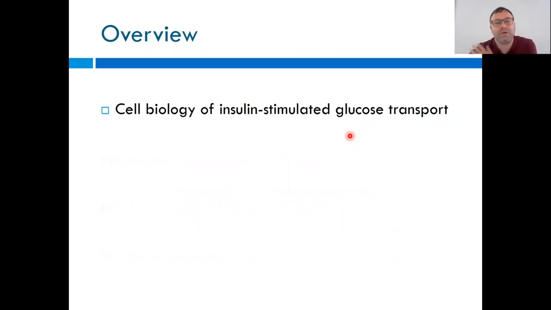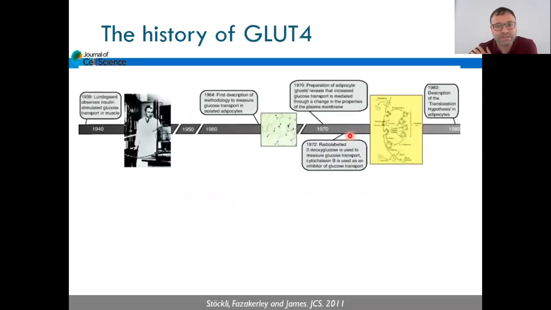Okay, to start with the kind of overview of the cell biology. This is a figure from a review that I wrote with Jacqueline Stockley and David James in 2011. And basically what we did is we put together a timeline of the key events in the history of studying GLUT4, insulin-stimulated glucose transport. And as you can see, back in the 1930s, it was observed that insulin stimulated glucose transport into muscle. And these early experiments really showed that it was the transport of the glucose into the muscle that was a rate-limiting step for glucose usage by muscle in response to insulin.